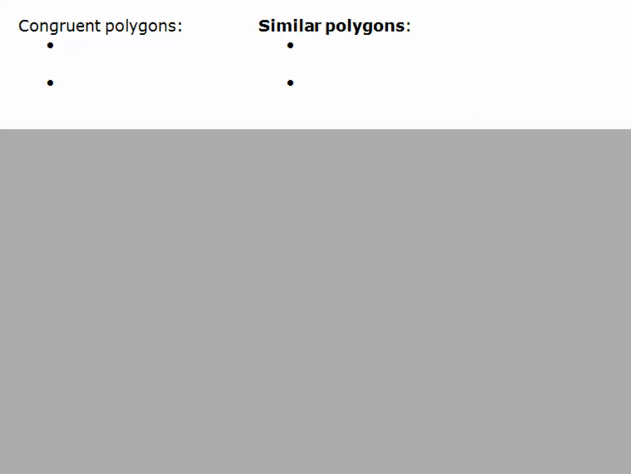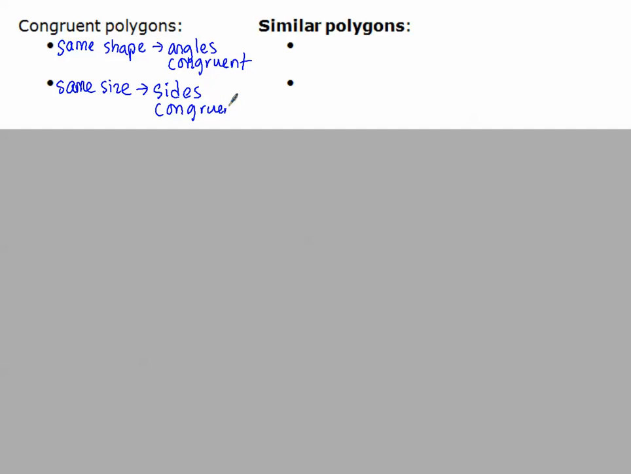We just spent a unit talking about congruent polygons. Let's recall what that means. Congruent figures have the same shape and the same size. Well, if they have the same shape, that means that the angles are congruent. If they have the same size, that means the sides are congruent.